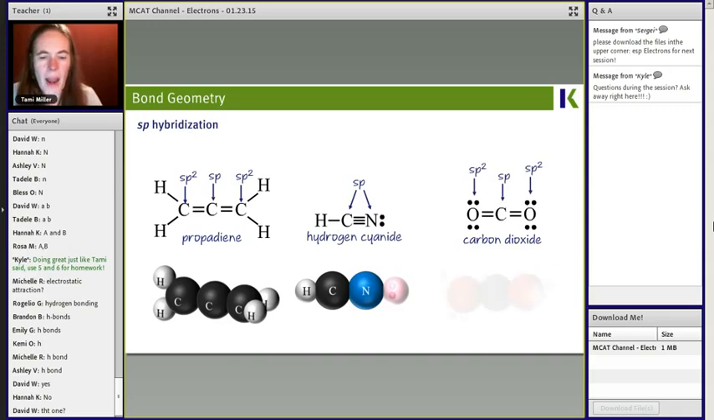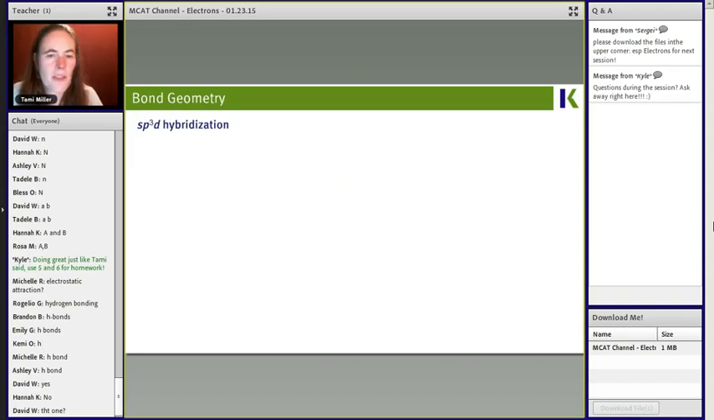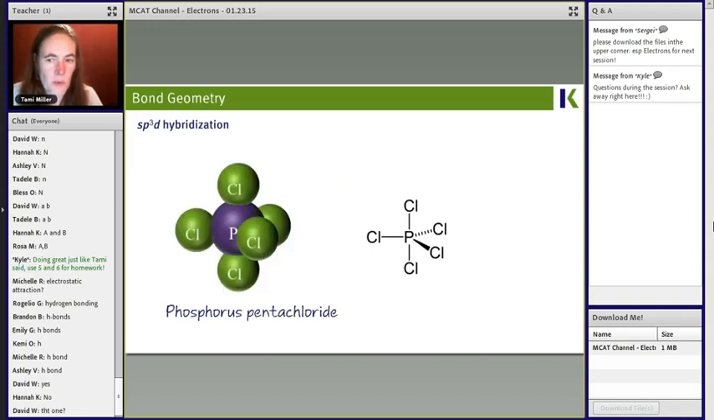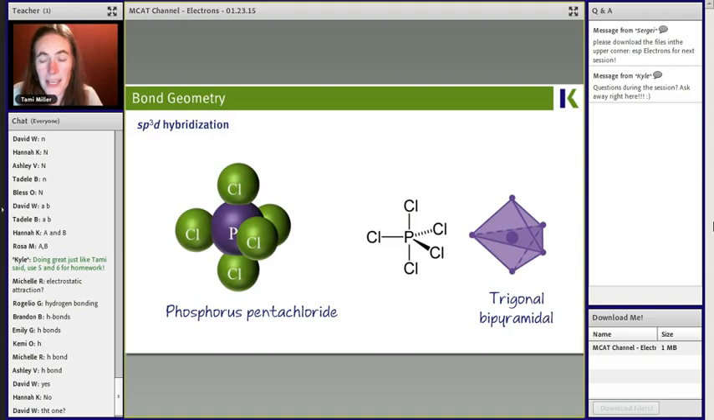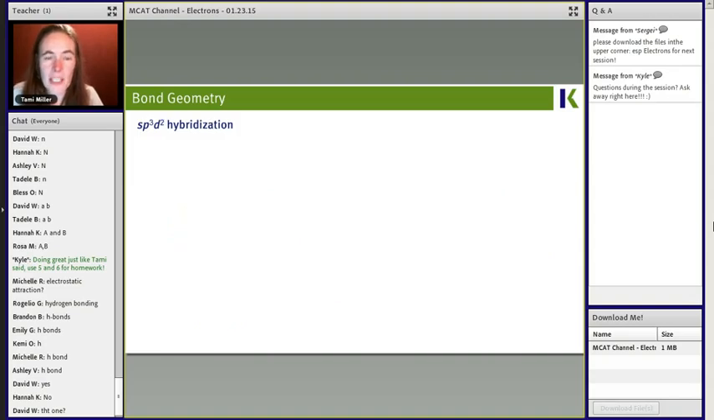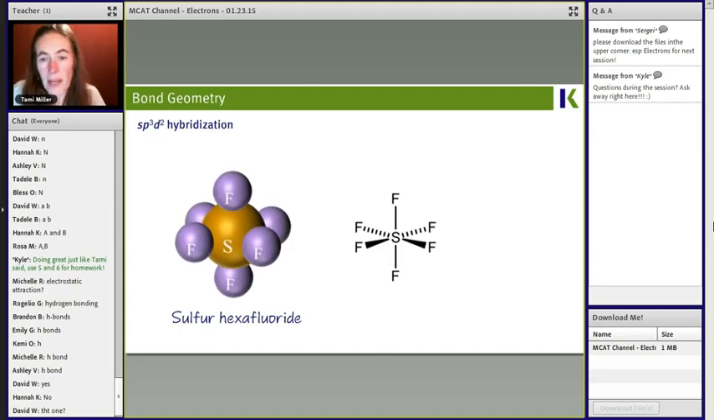Now, our sp3d and our sp3d2, these are not hybridizations that they expect you to understand on test day. What they expect you to understand is that this is phosphorus. It expands its octet. It's called trigonal bipyramidal. Sulfur is going to be an sp3d2. Again, you're not going to be asked for this one, but we can expand our octet. This is called octahedral.